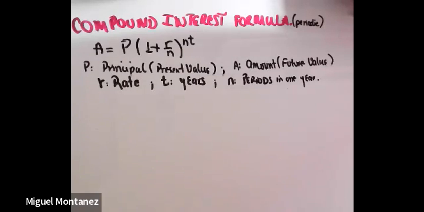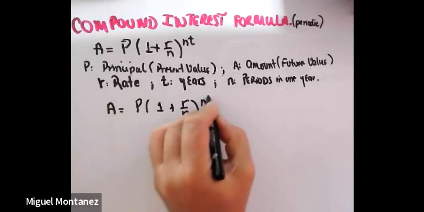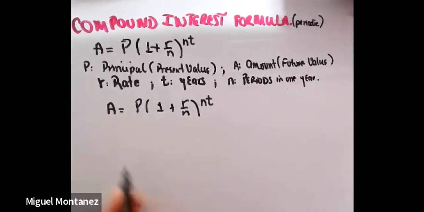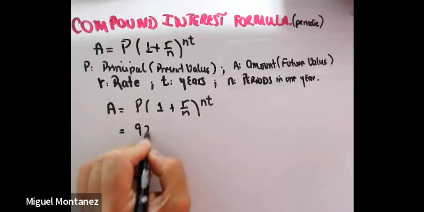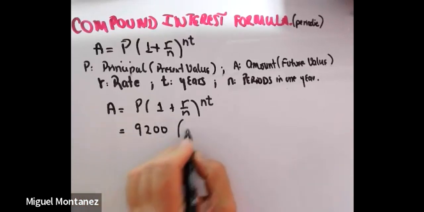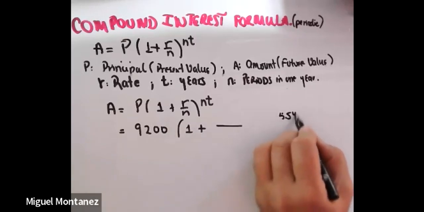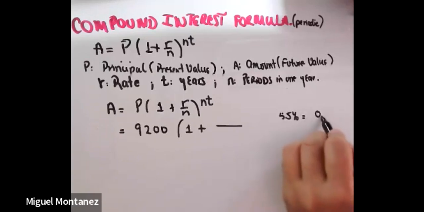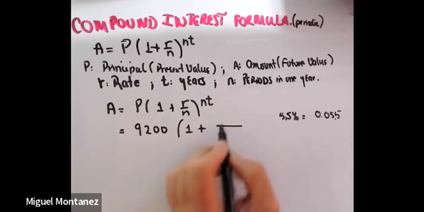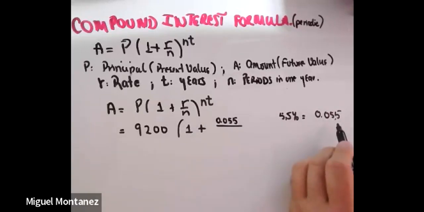So A equals P times (1 plus r over n) raised to the nT. The first example, we're going to invest $9,200, times (1 plus the rate). The rate was 5.5%, which is the same thing as 0.055. We're compounding this semi-annually.